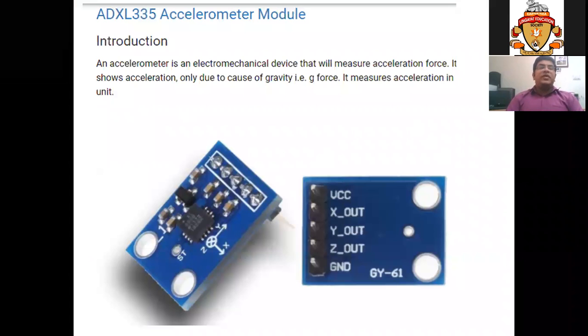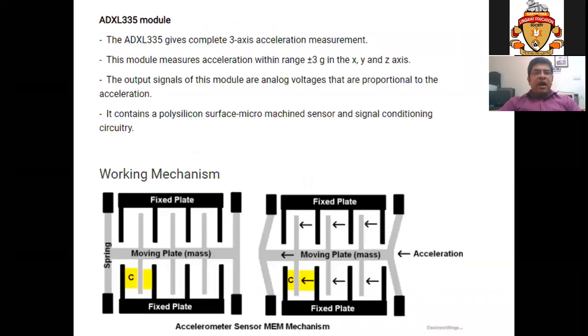Now this is the accelerometer module ADXL335. This accelerometer is an electromechanical device that measures acceleration due to gravity. It consists of 5 pins: VCC and ground, that is plus 5 volt and ground, and the 3 pins X out, Y out and Z out basically give us the acceleration values. The ADXL335 gives complete 3-axis acceleration measurement, within a range of 3g to minus 3g in the X, Y, and Z axes.